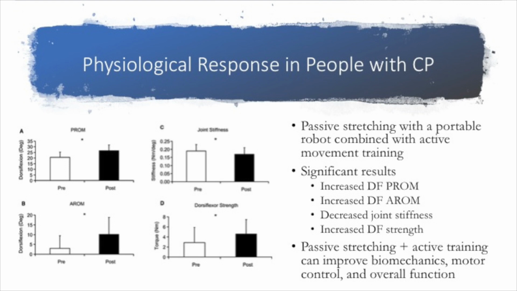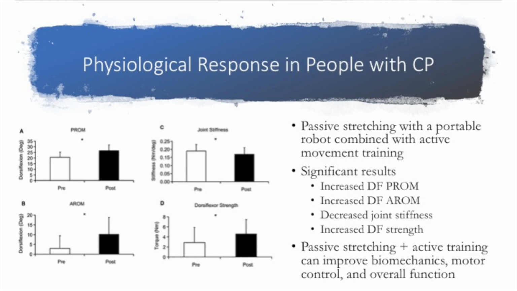In order to take a deeper look into the physiological response of stretching for people with cerebral palsy, we have analyzed some research. Wu et al. did a study using passive stretching combined with active movement training with a portable robot. The participant was strapped into a robotic boot that allowed them to receive passive stretching and do active range of motion activities that were measured by the robot.